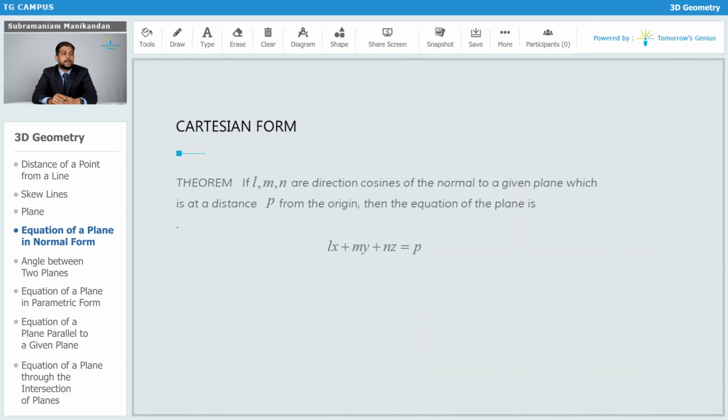If L, M and N are direction cosines of the normal to a given plane, which is at a distance p from the origin, then the equation of the plane is Lx plus My plus Nz is equal to p.